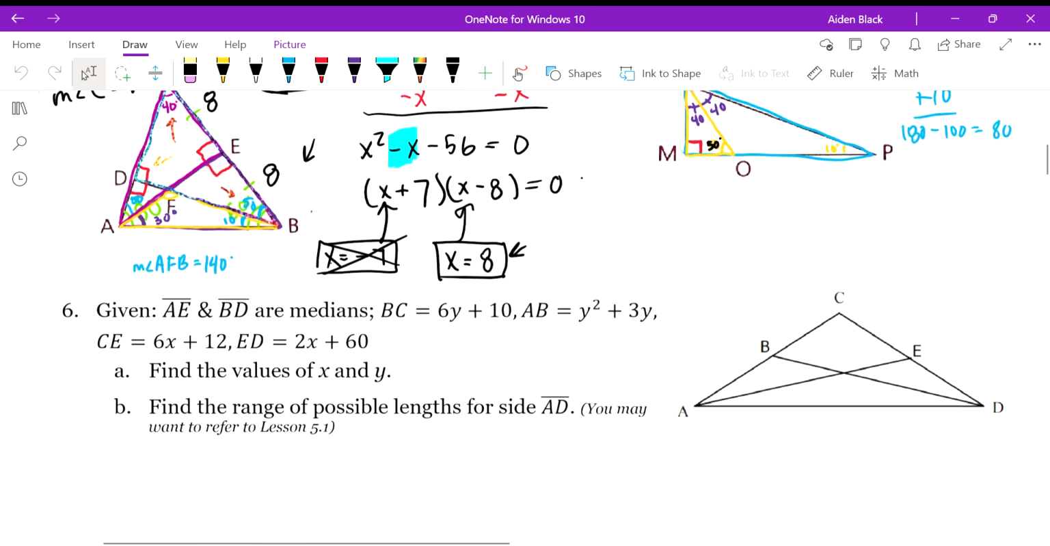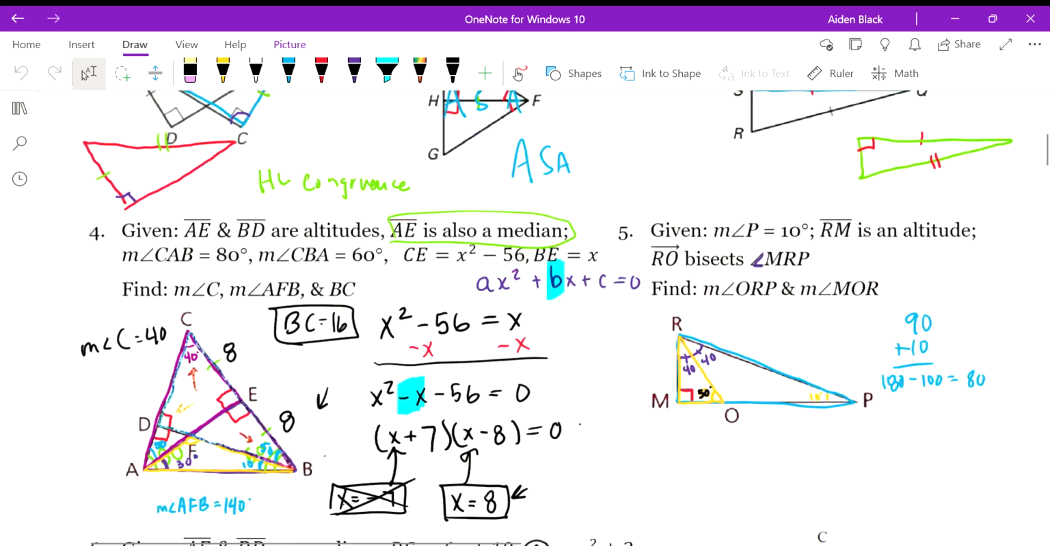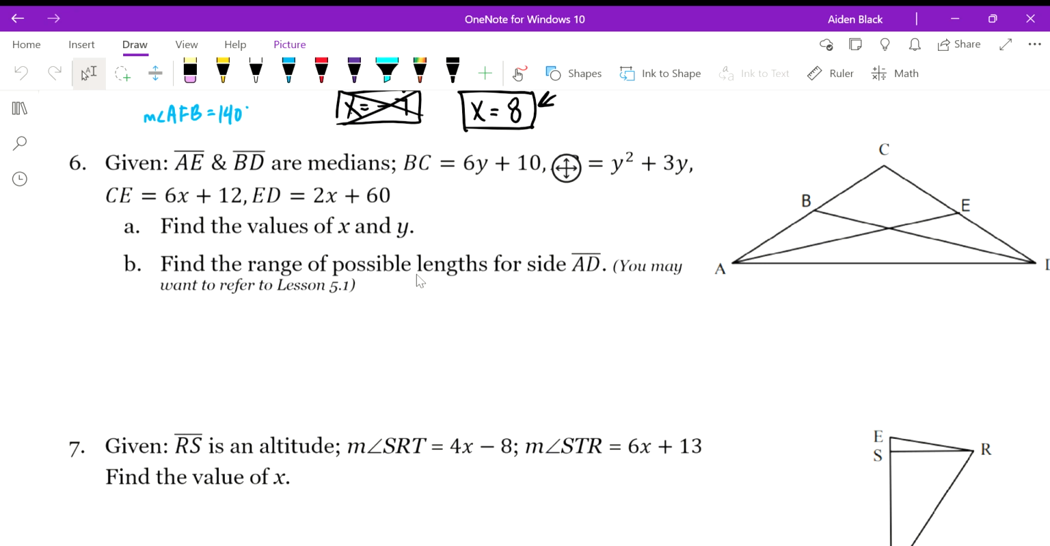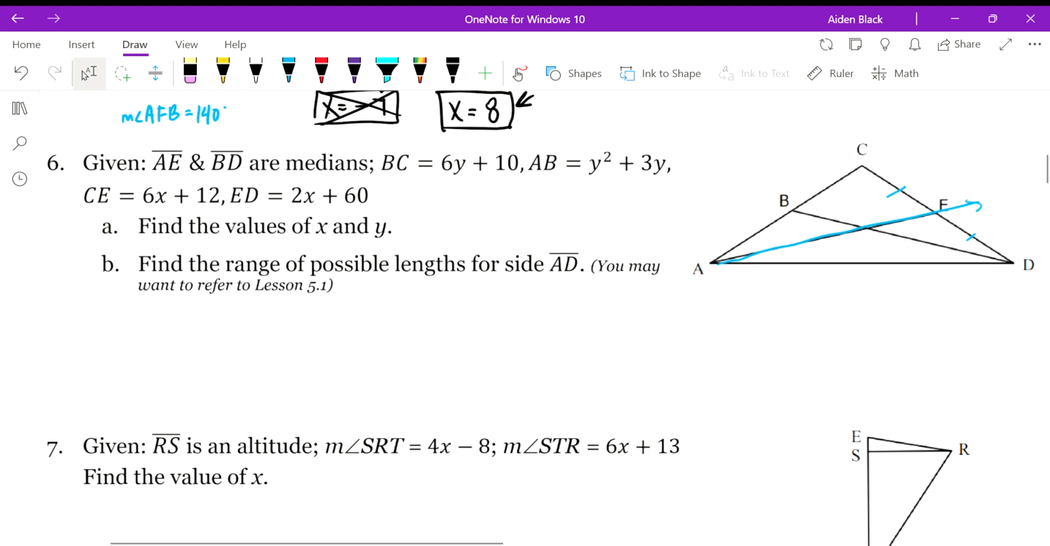Alright, let's check out questions 6 through 8 on 5.6 homework. So we're told here that AE and BD are medians. When you see that, you should be able to immediately recognize that this is a median, which means it cuts CD into two equal segments. Same thing here with BD. It's cutting CA into two equal segments.